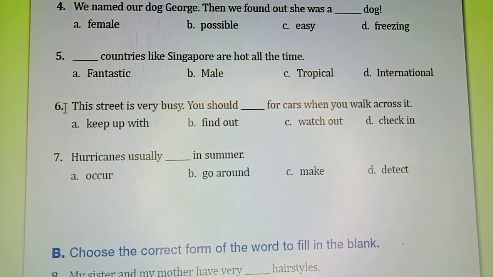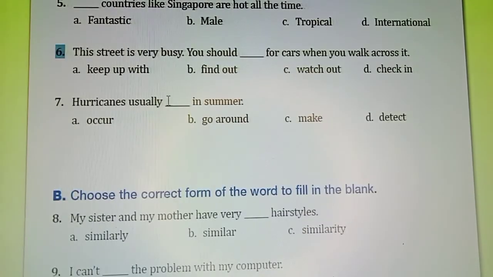Number six. This street is very busy. You should space for cars when you walk across it. The letter A, keep up with. Letter B, find out. Letter C, watch out. D, check in. The letter C is the best answer for number six.